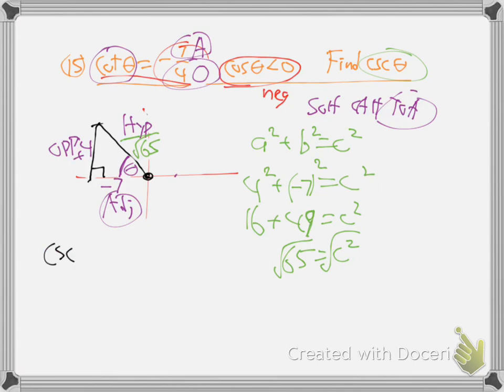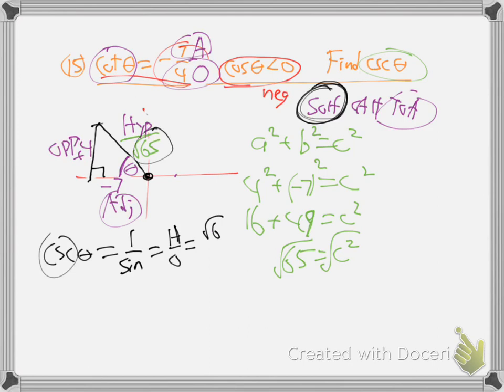So the cosecant theta. Now what is cosecant upside down of? Sine. Cosecant is 1 over sine. SOHCAHTOA. Sine is opposite over hypotenuse. So I need hypotenuse over opposite, don't I? Upside down of sine. Right? Sine's opposite over hypotenuse. Cosecant's upside down of that. Hypotenuse over opposite. Root 65 over opposite, 4.